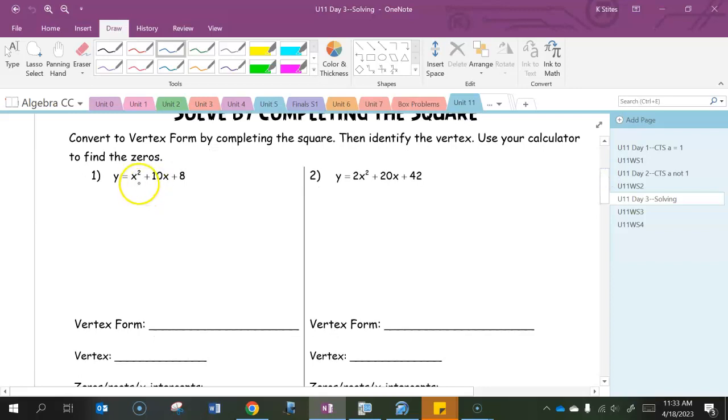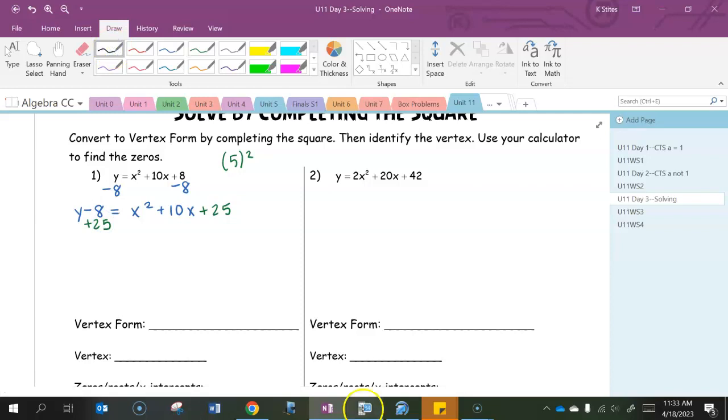So again, when you just have an x squared in front, there's not a number, you're going to move your constant over. So this will be y minus 8 equals x squared plus 10x. Take your b value, which is 10, divide by 2. Square it, that's a plus 25. Make sure you do that on both sides.